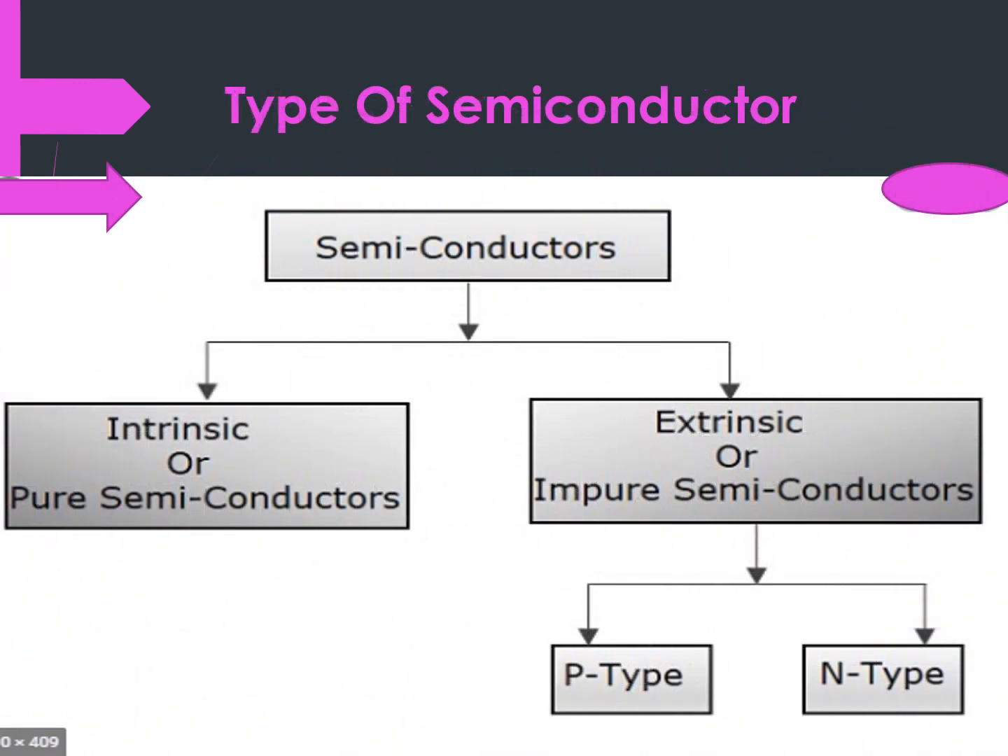Next is types of semiconductors. There are two types of semiconductor. One is intrinsic semiconductor, which is also known as pure semiconductor, or undoped semiconductor. Another is extrinsic semiconductor or impure semiconductor. There are again two types of extrinsic semiconductor: one is P-type, another is N-type.